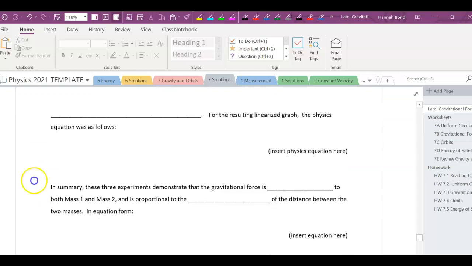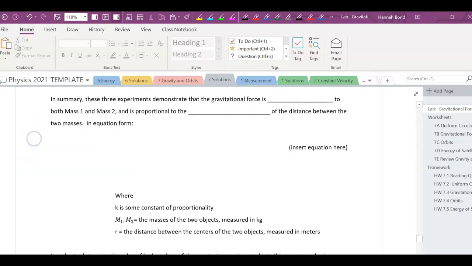Then we have something that starts in summary. Okay, so I'm over here where it says in summary. And these 3 experiments demonstrate that gravitational force is proportional to both mass 1 and mass 2. That's because we got linear graphs for both experiments 1 and experiment 2. But the gravitational force is proportional to the inverse square of the distance. Remember, we had to take the inverse square of distance in order to get a linear graph.